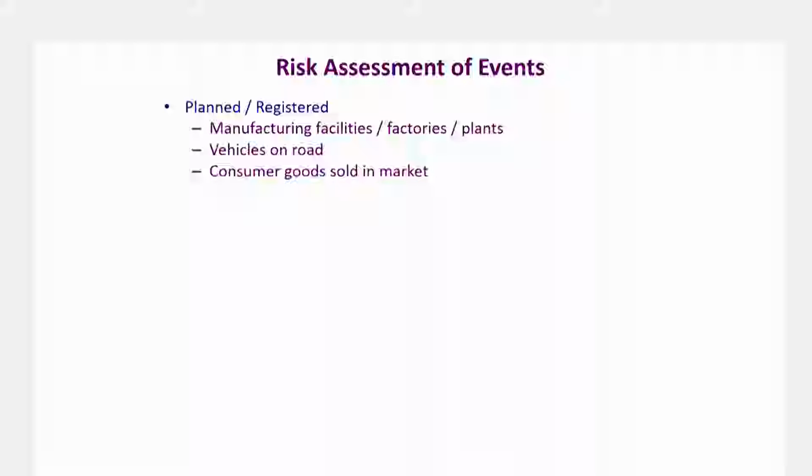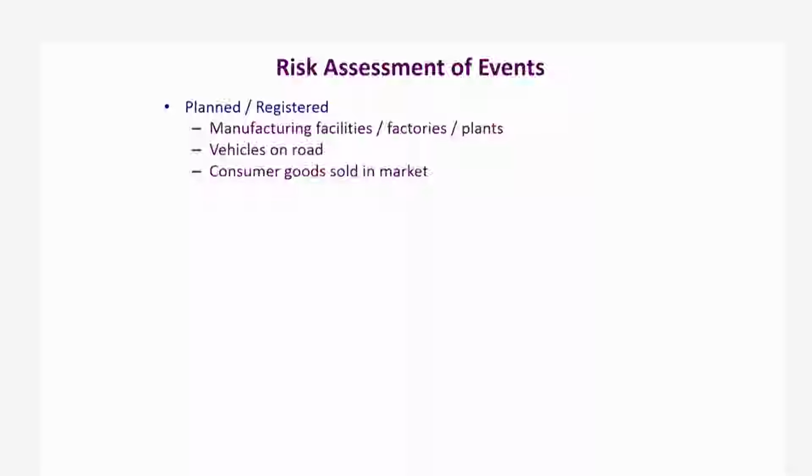There is a category, a very loosely defined category, of events that one is concerned about. One is what is called planned or registered. The term is used very loosely here, but what it means is that there is a known manufacturing facility or a factory or a plant which is making a product. Everybody knows about that, the government knows about it. It is not a clandestine activity. Or vehicles on the roads which are registered. So, you can go and count the number of vehicles on the road by looking at the data of the Road Transport Authority. They can tell you how many vehicles there are and what type and all that. Or consumer goods sold in the market.